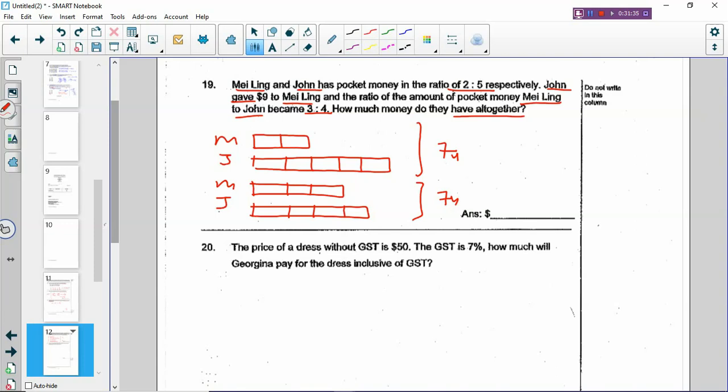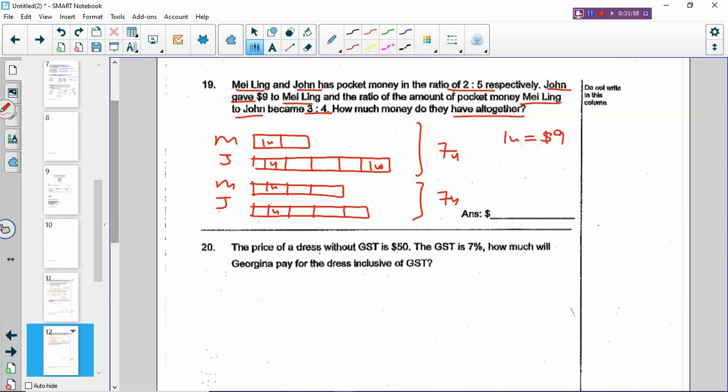Now you can see that Mei has a longer rectangle and John has a shorter rectangle already. Every box, you call it 1 unit. So every box will be 1 unit. Then you can see how many units did John give away? John must have given away 1 unit, right? So your 1 unit must be $9.